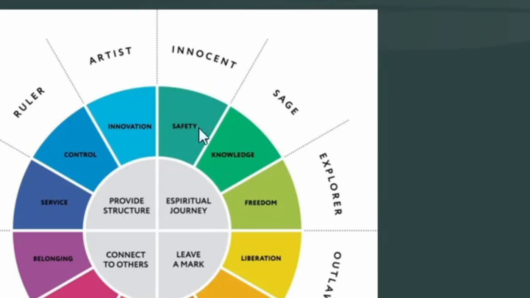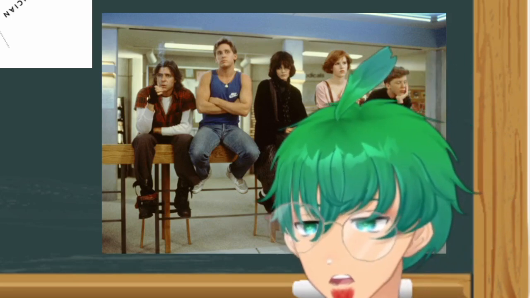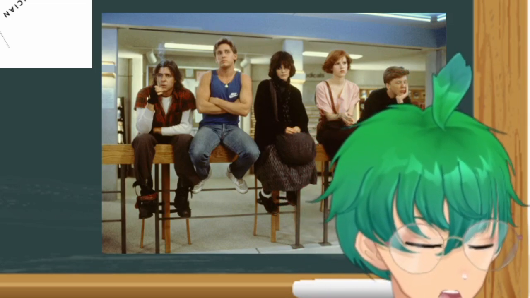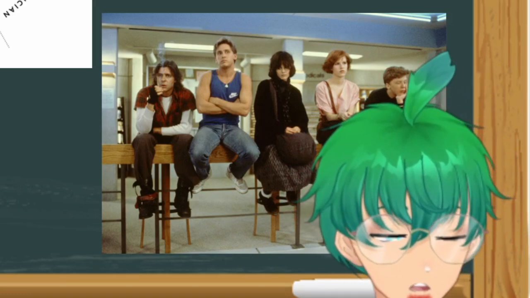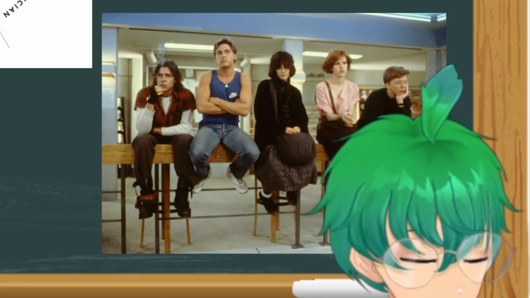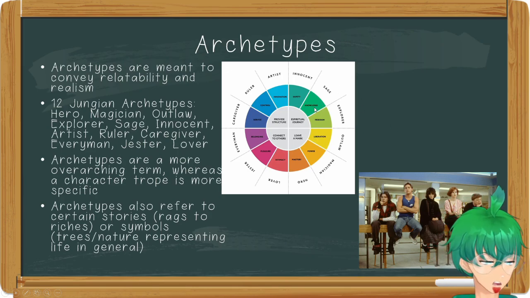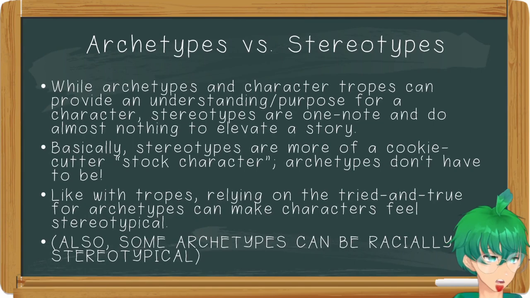But also, some archetypes can be racially stereotypical. Let's take, for example, the sage up here, right? The sage, someone who has a lot of knowledge and stuff like that. If you take someone like a Romani fortune teller or an African-American medicine man, sure, it fits the archetype of someone who has a lot of knowledge and can point the hero on their journey, but at the same time, it's very racially charged. You don't necessarily want to put them in that category just because it fits your story, because again, that falls into stereotypes.